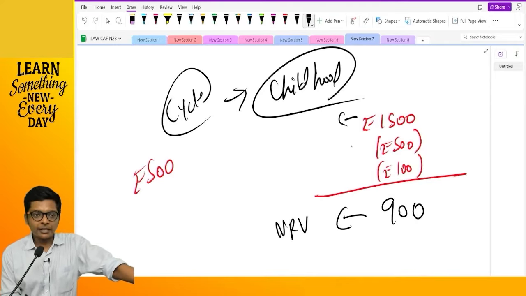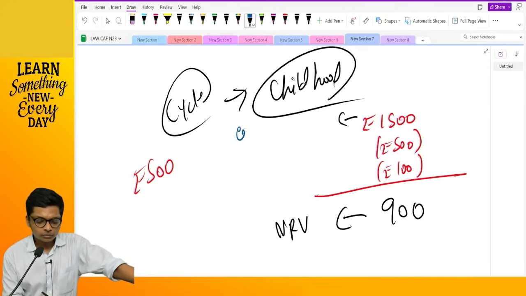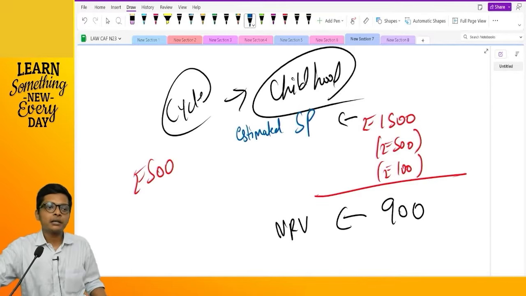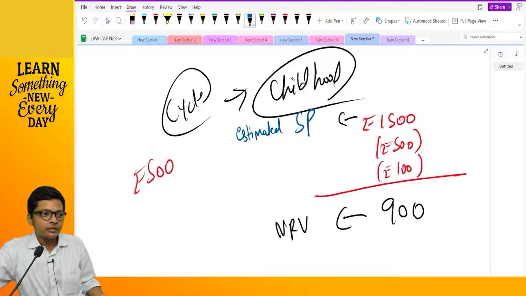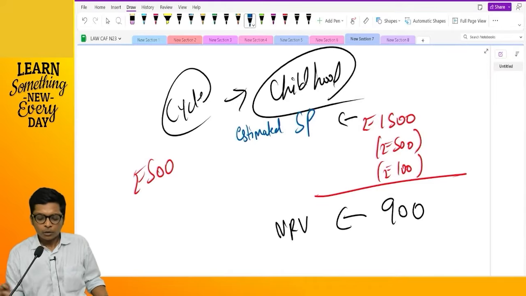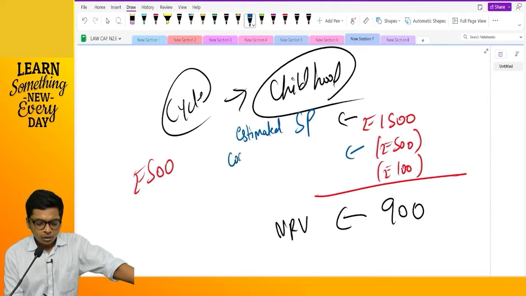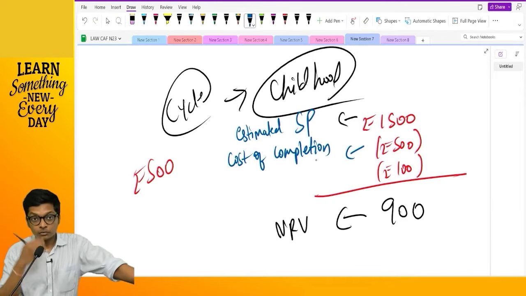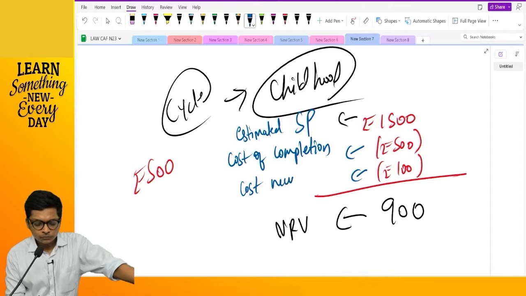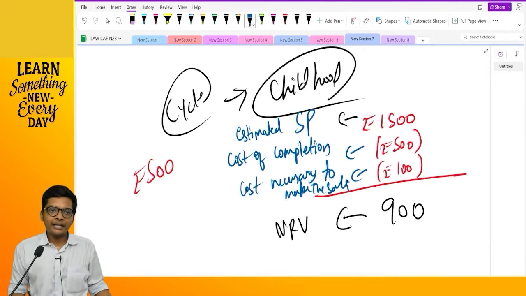This 1500 is called estimated selling price. What is 500? Cost of completion. And what is 100? Cost necessary to make the sale. Are you following, guys?